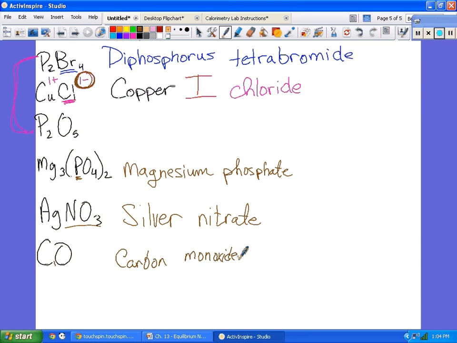Okay. Mr. Richard, why doesn't the silver nitrate have a Roman numeral? But remember, silver's an exception. Silver, zinc, and cadmium are your exceptions. Okay? Silver, zinc, and cadmium are your exceptions. Anytime you ever see a metal, will it have a prefix? No.